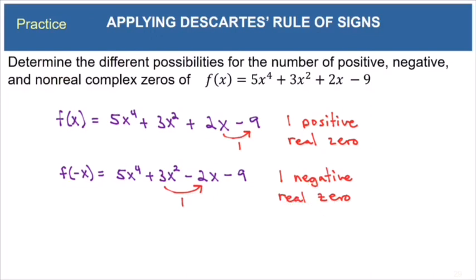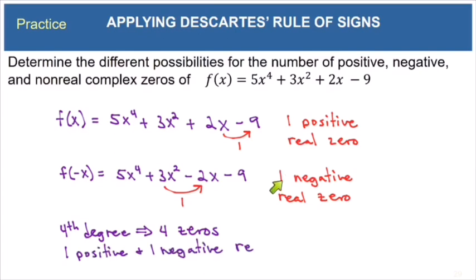Now using the fundamental theorem of algebra, we know there has to be a total of 4 zeros. If one of the zeros is a positive real and another zero is a negative real and there's a total of 4, then the last 2 zeros are non-real. And that's the only possibility for the zeros for this particular polynomial.